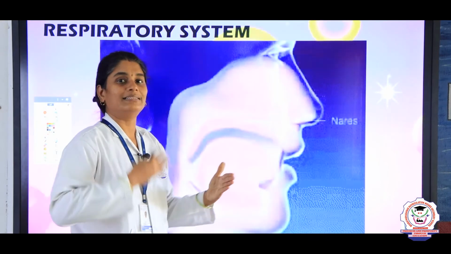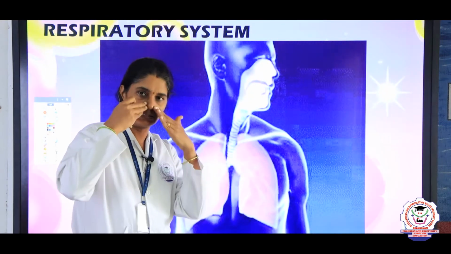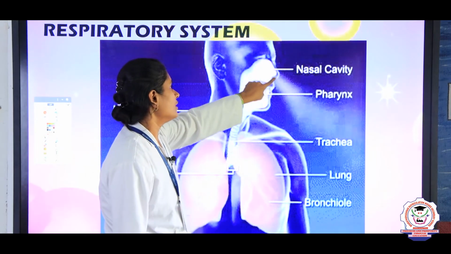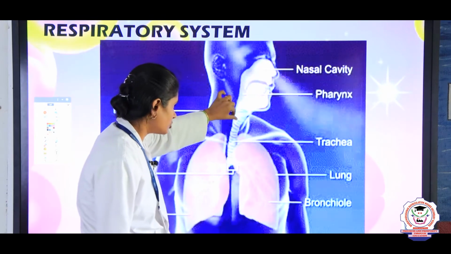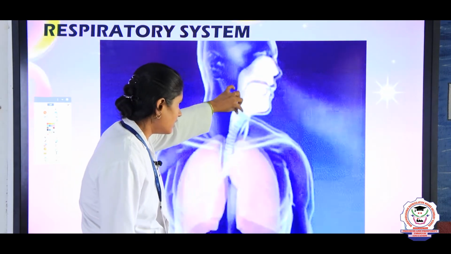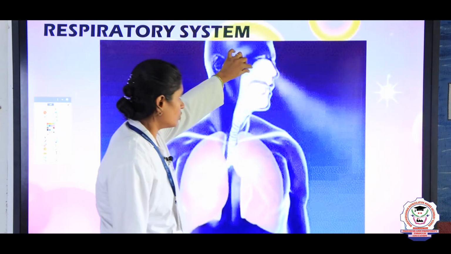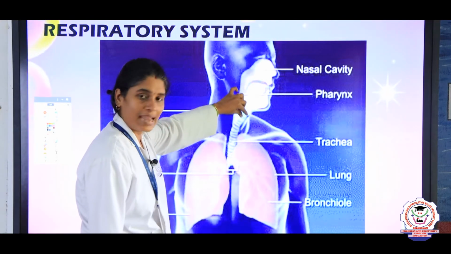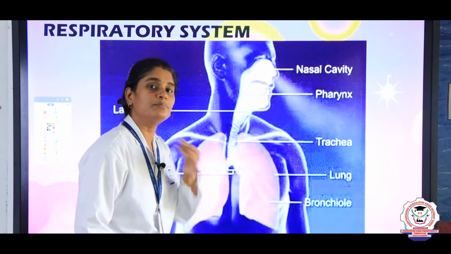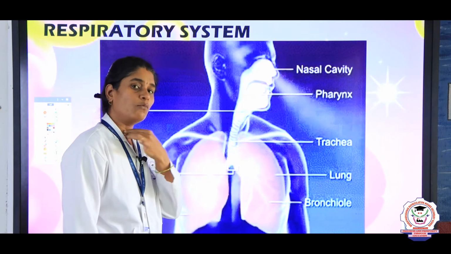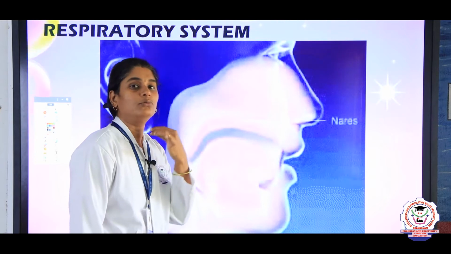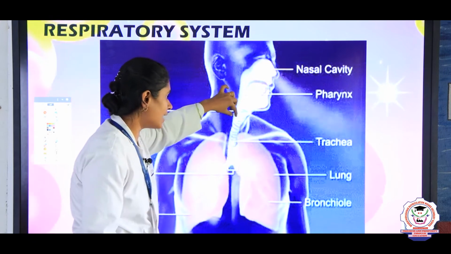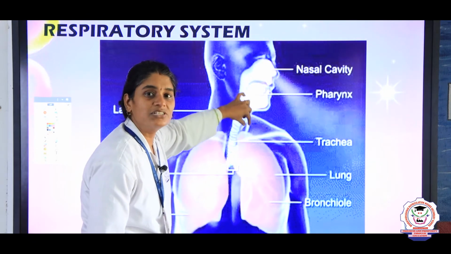Of course, we all know that the air enters through the nostrils present in the nose. Once the air enters through the nose, it goes through the pharynx, and after the pharynx it enters the larynx. The larynx is known as the voice box, and with its help we are able to speak. From the larynx, the air enters the windpipe, which is known as the trachea.